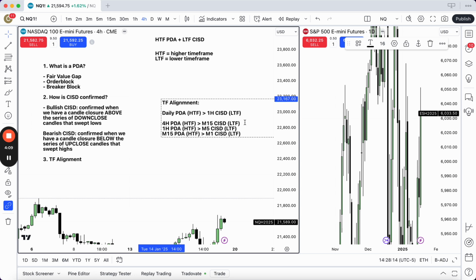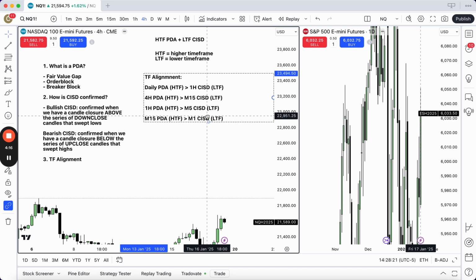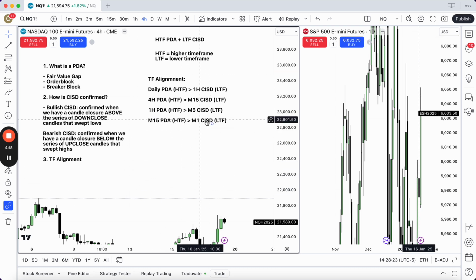If you ever see a PD array on the 4-hour, you know that you're looking for a change in state of delivery on the 15-minute. If you see a PD array on the 15-minute, you're always looking for a change in state of delivery on the 1-minute. If you see a PD array on the 1-hour, you're looking for the 5-minute.